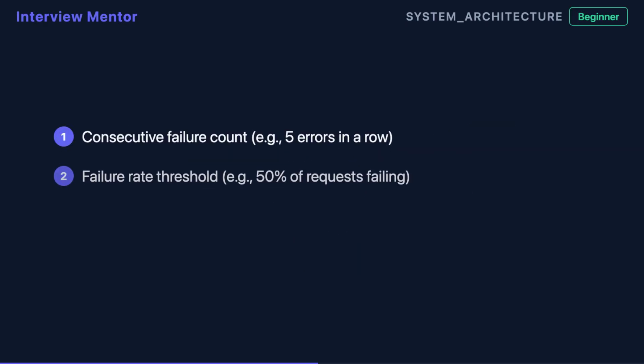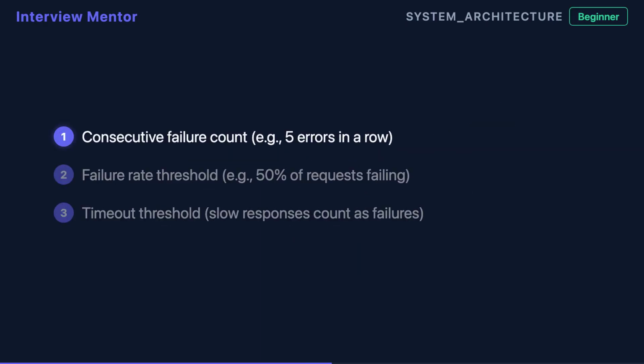What triggers the circuit to open? Typically, a failure threshold like 5 consecutive errors, or a failure rate like 50% of requests failing over a time window. You can also use timeout thresholds, where slow responses count as failures.